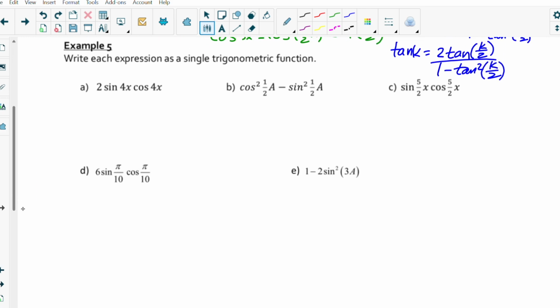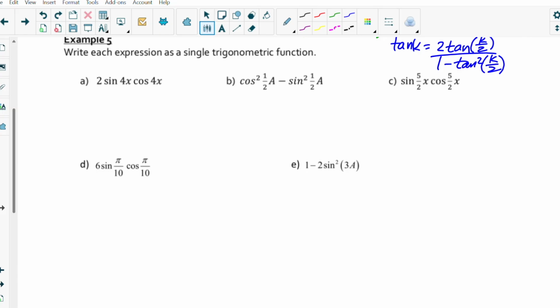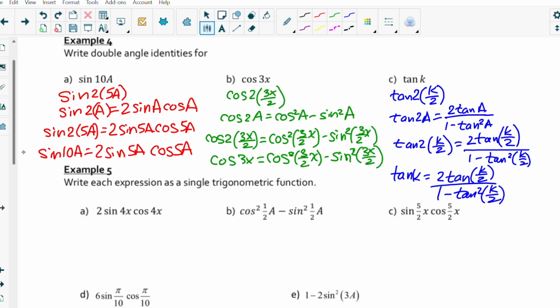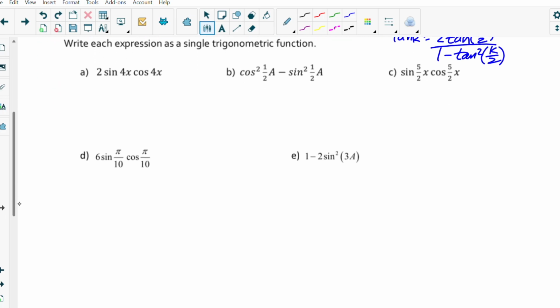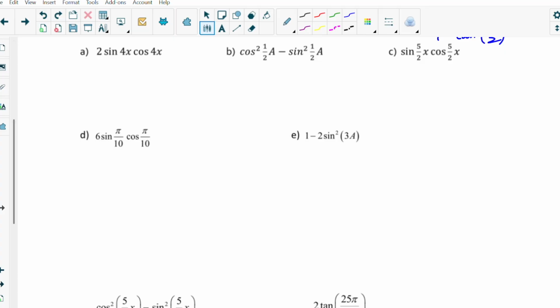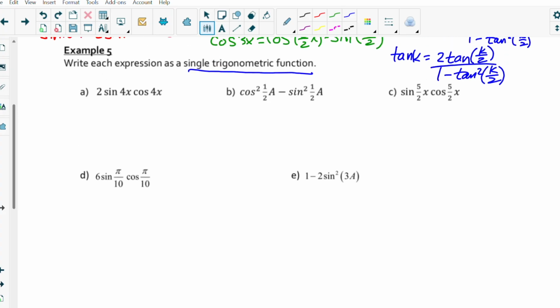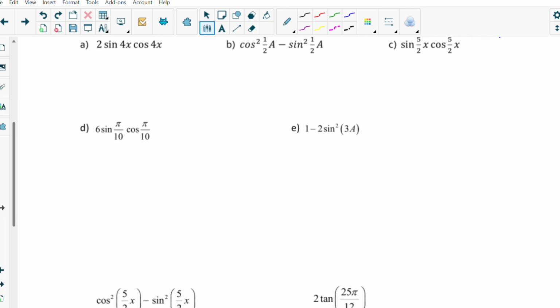Okay, example 5. Write each expression as a single trigonometric function. Here we went from double angle to the identity itself, so we expanded it out. This one, I'm giving you the expanded version, a form of the identity itself, and I'm asking you to work backwards to get a single trigonometric function. Okay, so let's start with A. 2 sine of 4x cosine of 4x.